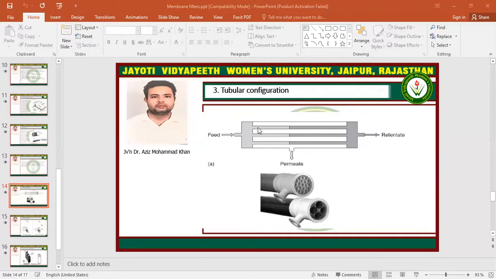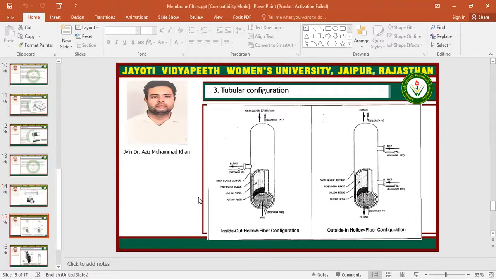This part is the filtered part, which will allow the molecules that are allowed by the membrane filter. And this part is what is not allowed by the filter, and it will be collected in the return tube. So only some molecules will be allowed to pass through the tubular configuration. This is the diagram of the tubular configuration.